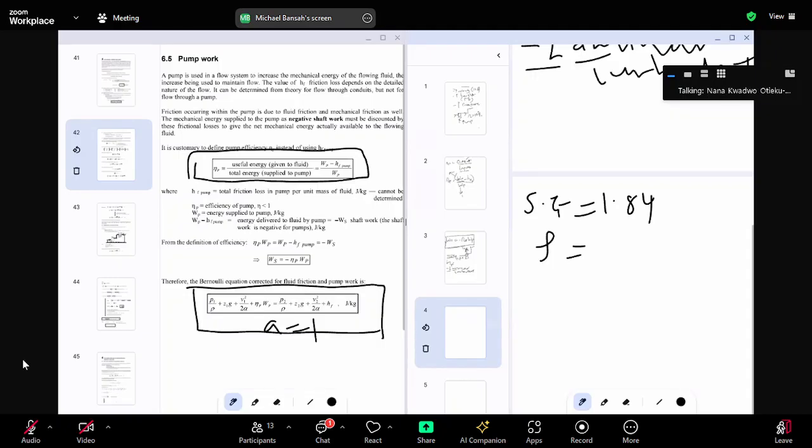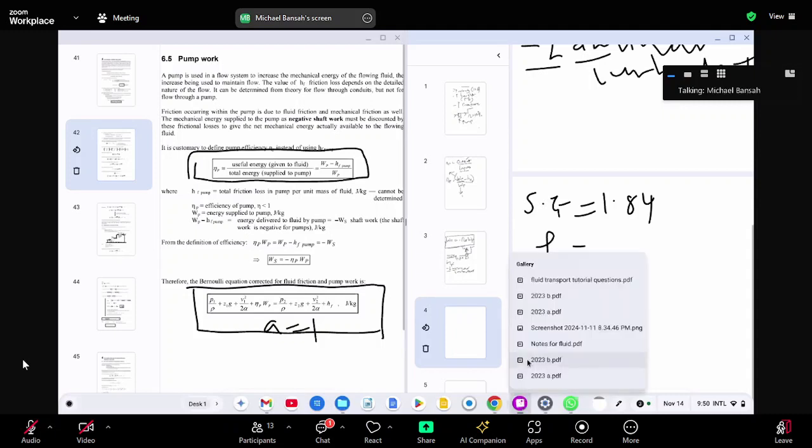So the question is, in a case where there is no pump, does the total HF become the HF only of the pipe? Yes. In case there is no pump, yes. Is that fine? Okay, let's continue.